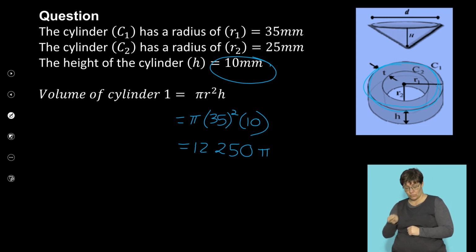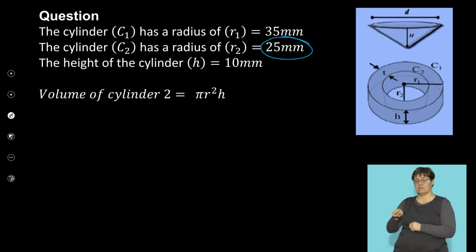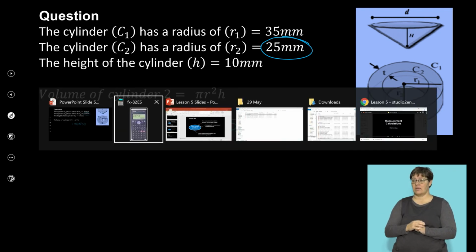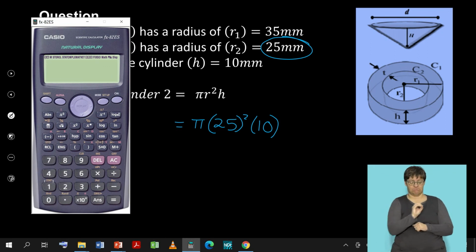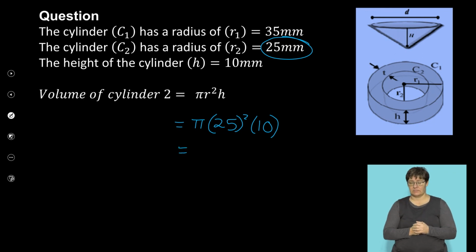Now I need the volume of cylinder 2. So the volume of cylinder 2 is going to be dependent on the radius of 25 millimeters. So it's the same formula, except now we know we've got a smaller radius of 25. I'm going to plug this all into my calculator again. So it's pi times my radius squared multiplied by 10, which is going to give me 6,250 pi.